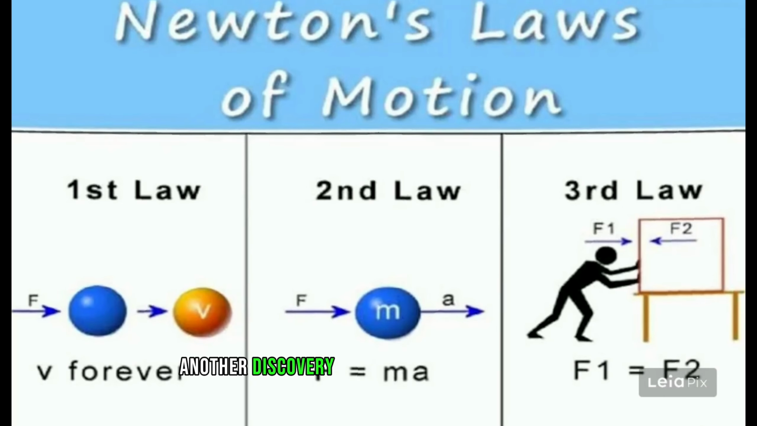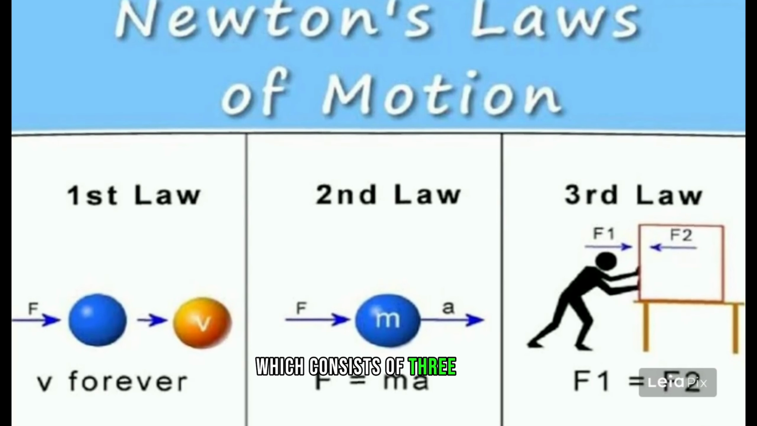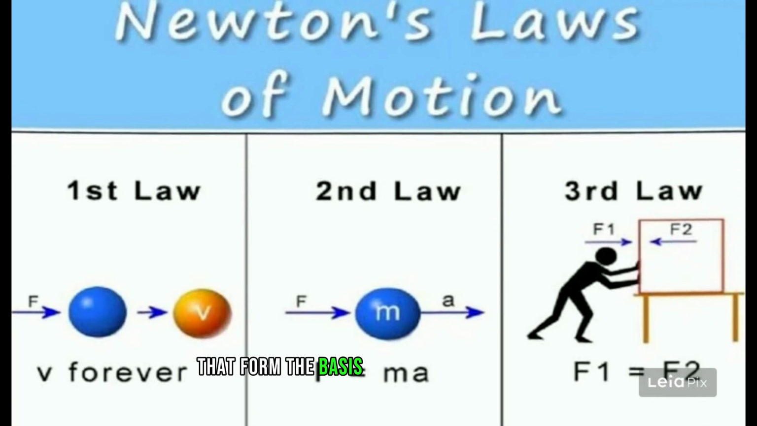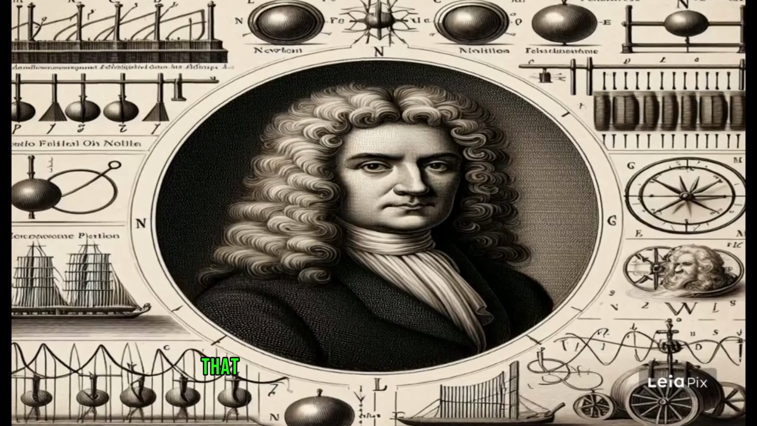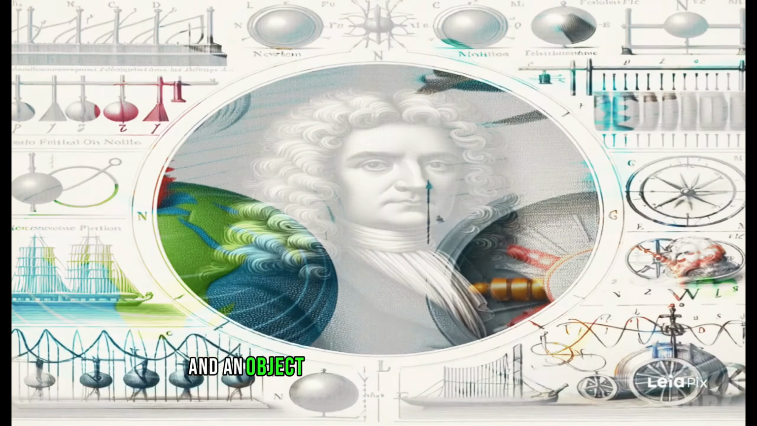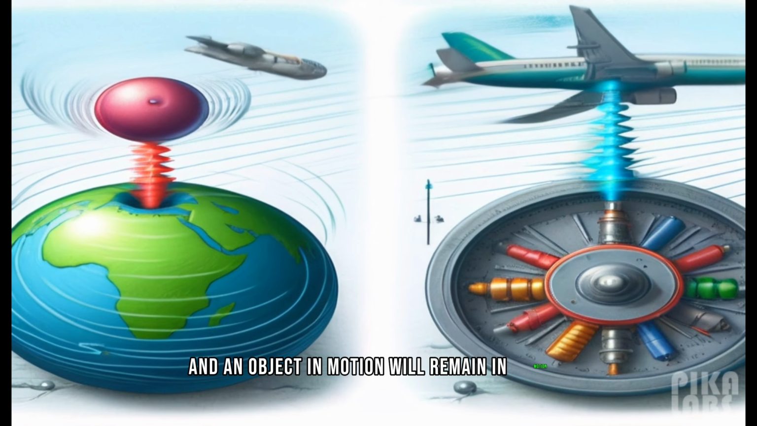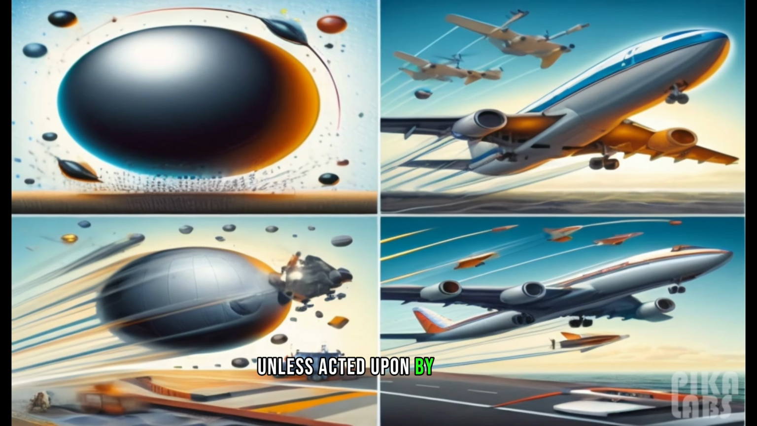Another discovery of his was the law of motion, which consists of 3 laws that form the basis of classical mechanics. The first law states that an object at rest will remain at rest, and an object in motion will remain in motion at a constant speed, unless acted upon by a force.